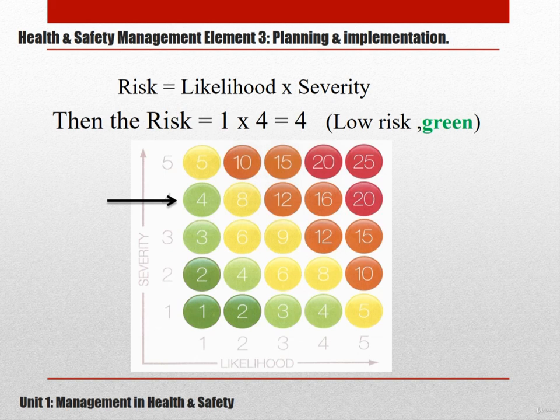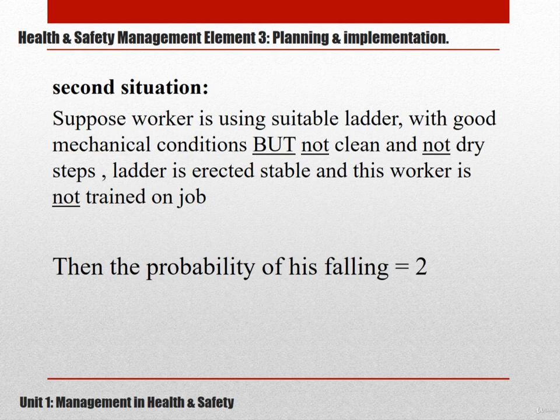Now to calculate the risk, we should use the calculation formula. So we multiply the likelihood by the severity. In this condition, the likelihood equals 1, while the severity equals 4, and the result is 4. See? The risk here is in the green zone, which represents low risk. Going to the second condition.